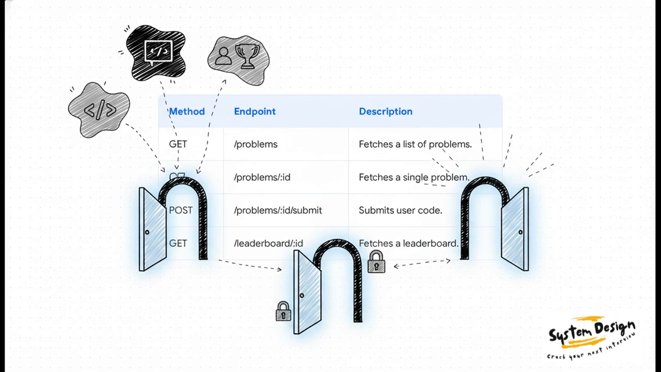Now, these three pieces of data are basically served up through 4 simple API endpoints. You can think of these like the digital doorways to our system. They let users get a list of problems, dive into a specific one, submit their solution, and check the leaderboard. That's it. It covers all our core features.